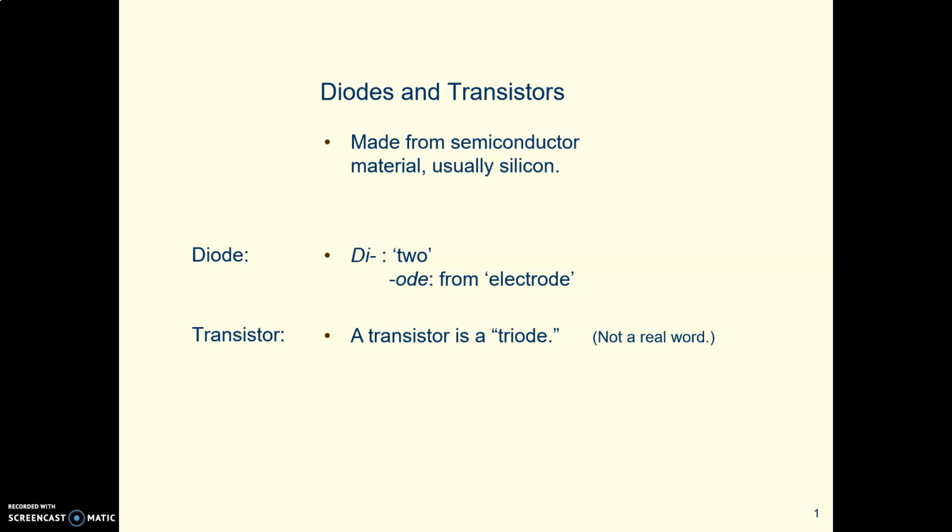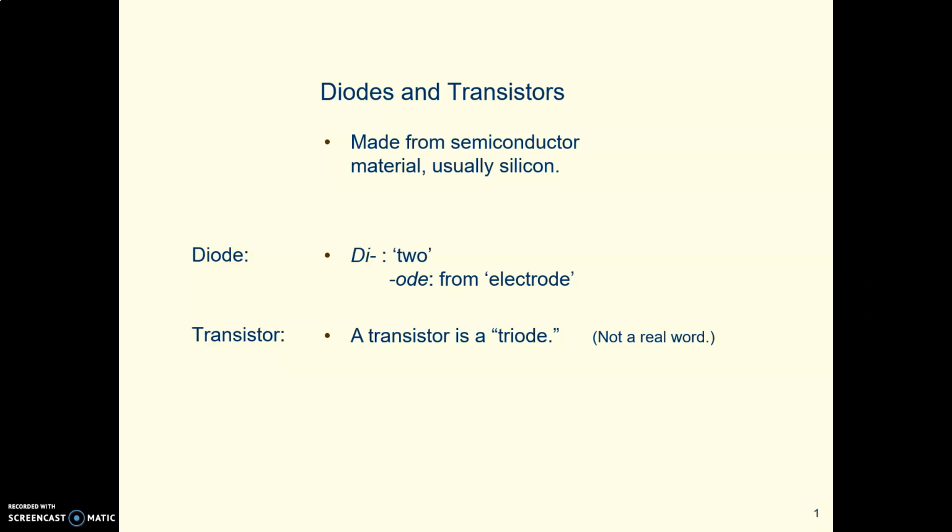In the world of electronics, a whole lot of the devices that we use are semiconductors. And another day we'll talk a little bit more about semiconductors and integrated circuits. Today we'll talk about diodes and transistors. They are made from semiconductors, and usually that's silicon.